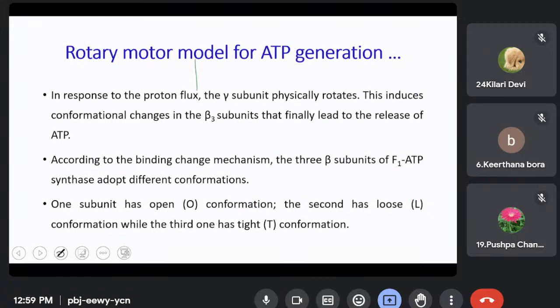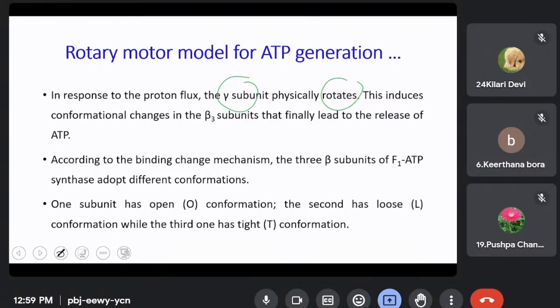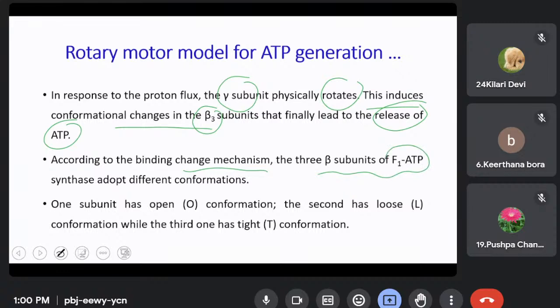In response to the proton translocation, which we call proton flux, the transfer of protons from the perimitochondrial space into the mitochondrial matrix, the gamma subunit physically rotates. So this pink colored one rotates physically. This induces conformational changes in the beta subunits that finally lead to the release of ATP. So rotation of the gamma subunit brings about a change in the beta subunits, and by a mechanism still not known, that rotational energy is involved in the synthesis of ATP and its release. According to the binding change mechanism, the three beta subunits of F1 ATP synthase adopt different conformations. So each beta subunit has a different conformation.